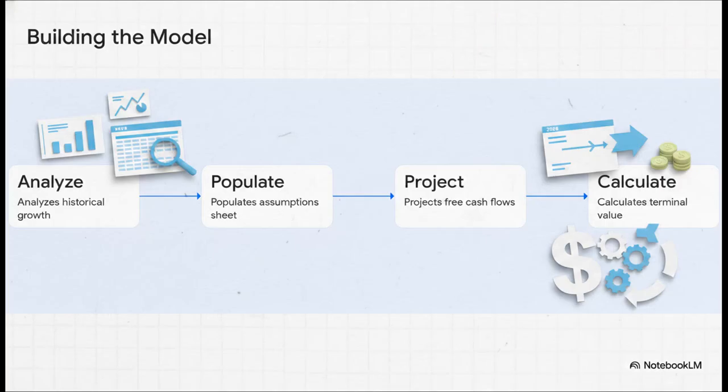Claude seamlessly executes the whole thing. First, it analyzes the historical growth rates. Then, and this is super important, it creates a dedicated assumptions sheet. From there, it maps out the free cash flows line by line all the way out to 2028, calculates the terminal value, and carefully discounts everything back to present value. It builds the structure exactly like a seasoned professional analyst would, showing its work the entire time.